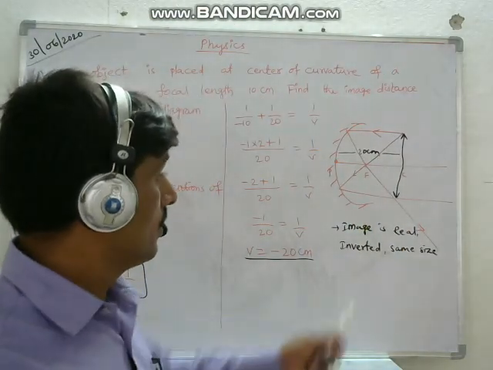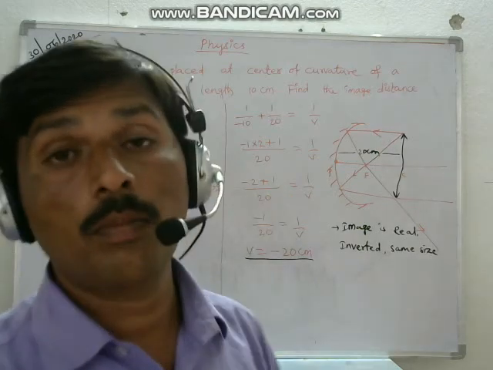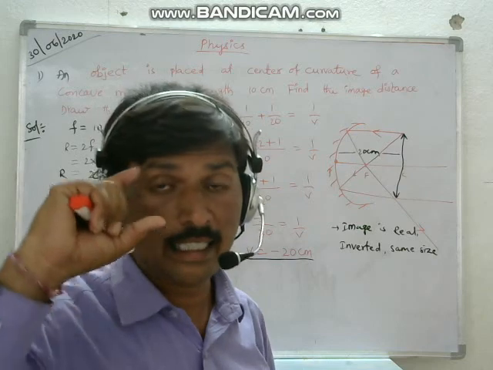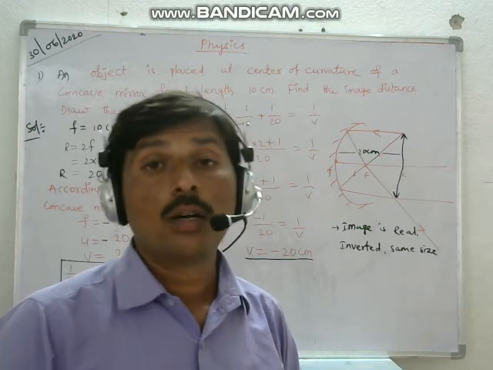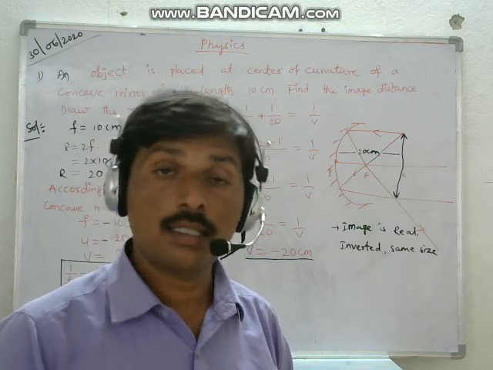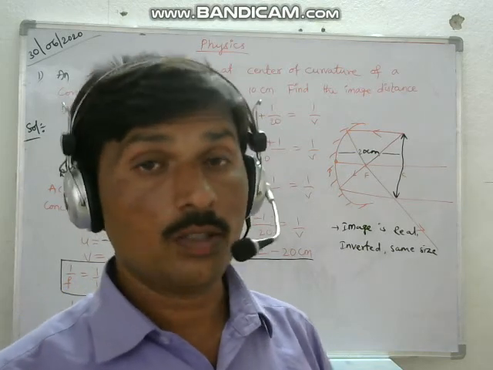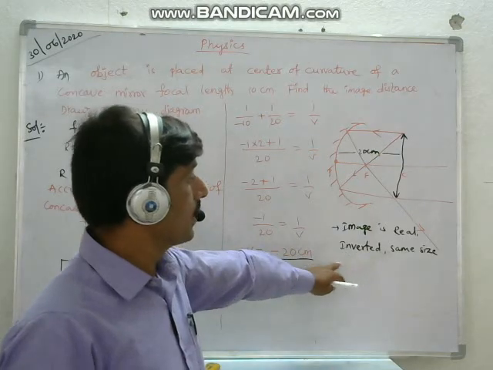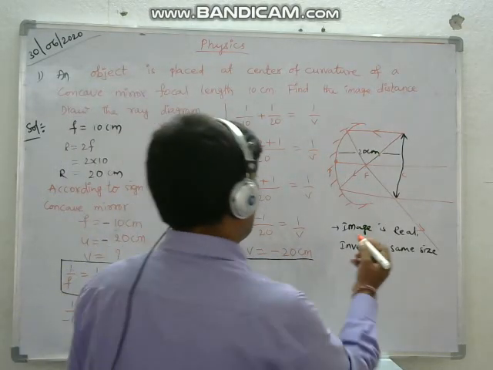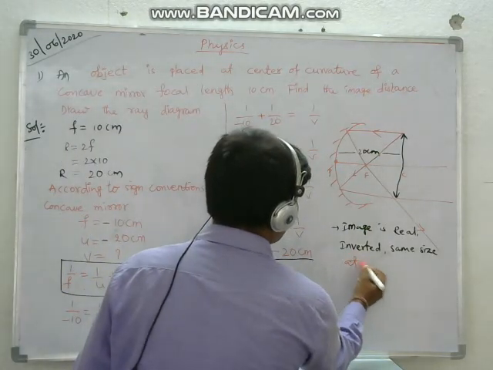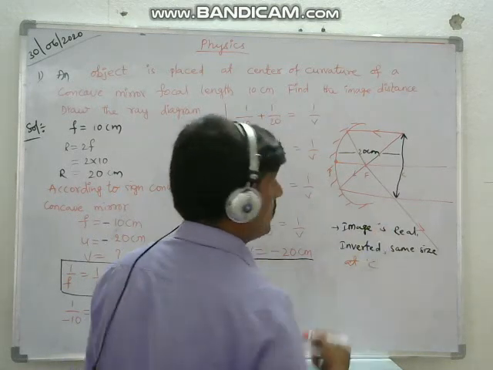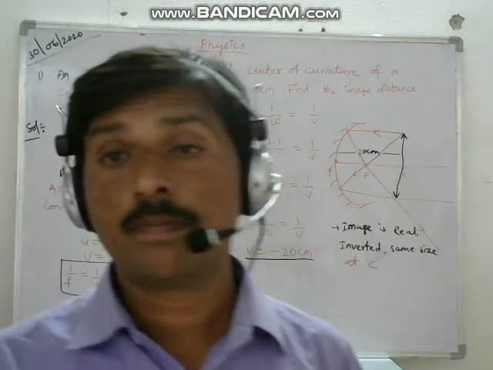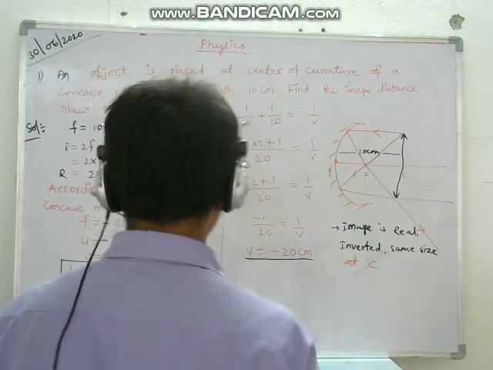Okay children, see here we did the problem based on the given information. The object is placed at the center of curvature, and we got the image also at the center of curvature. Based on that, we wrote the characteristics of the image. The image is real, inverted, and same size, and the image is at C. Okay, now we are going to see the next problem.